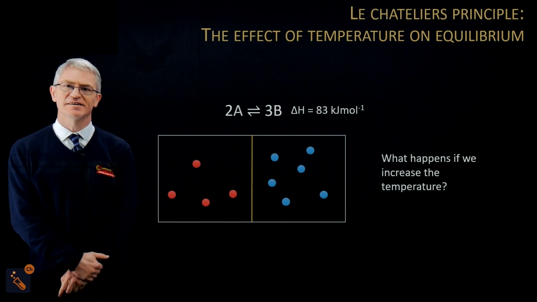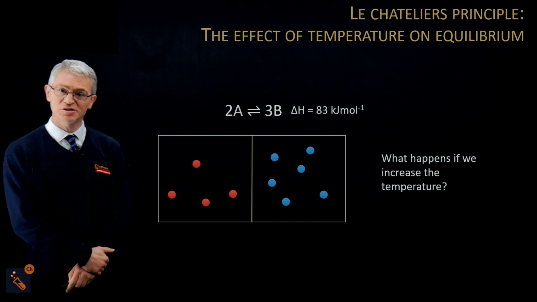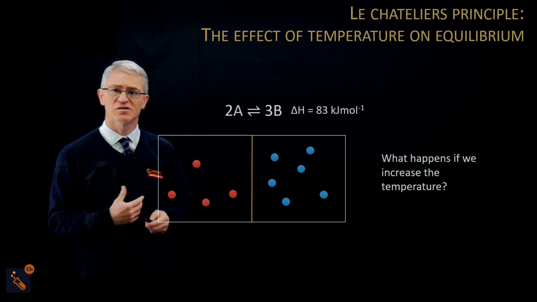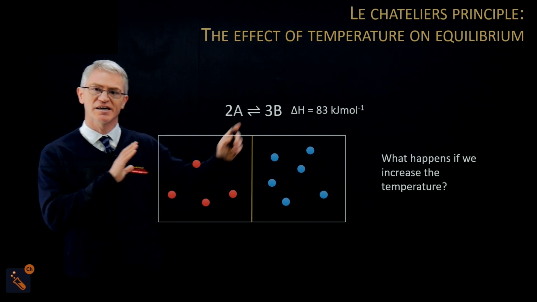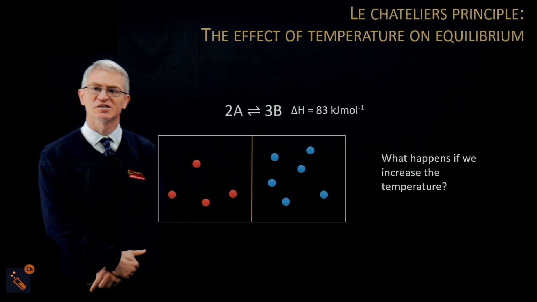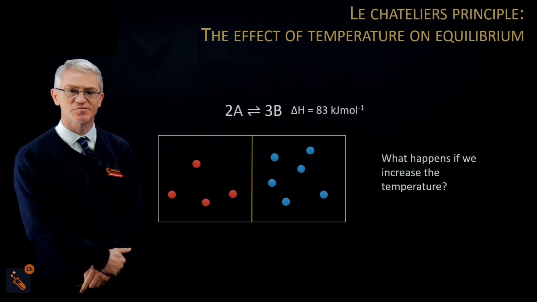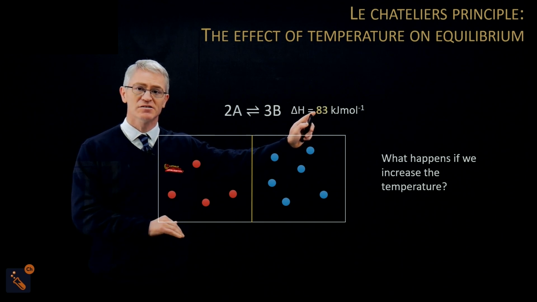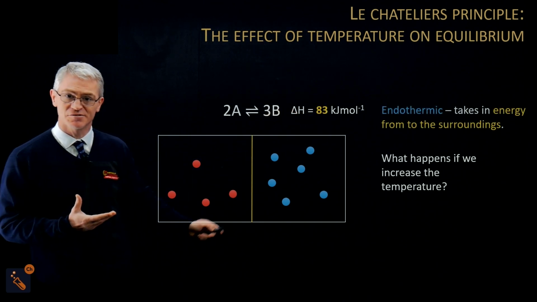So let's now look at temperature. Temperature doesn't depend on the stoichiometry of the equation, what numbers you've got here. It doesn't matter. What you're looking at is the value of the enthalpy change of the reaction. Is it endothermic or exothermic? Hopefully as you look at that, you see it's a positive number. So this is going to be endothermic.